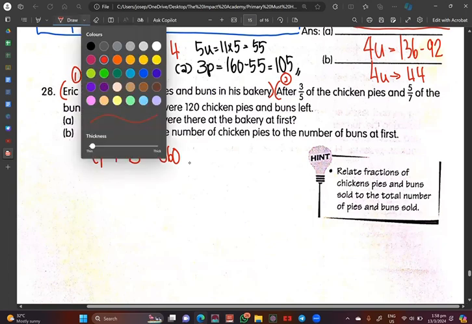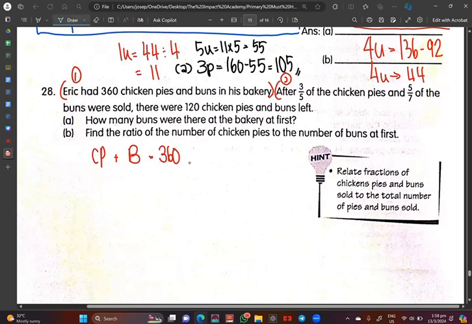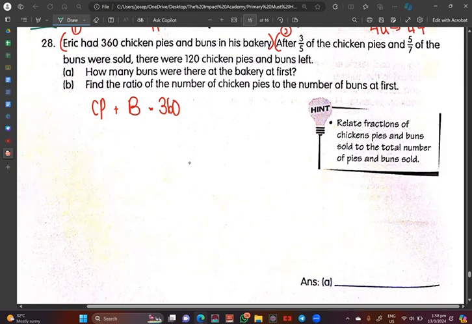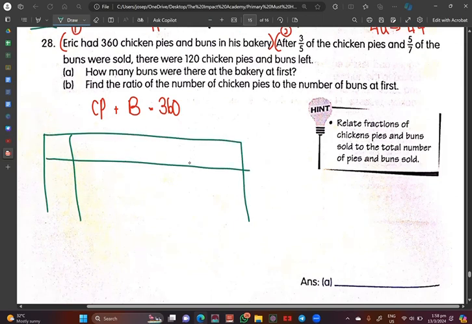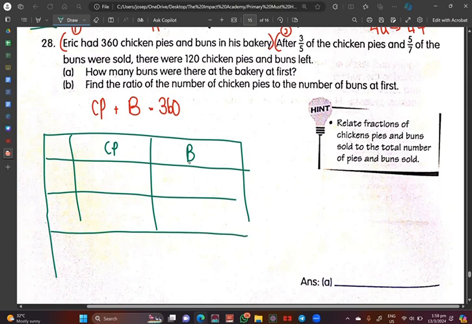Table or model? A table. Right? We draw a table because there's "after" over there, right? So we can see this before and after. Am I making sense here? Yes. Okay, so what I want to do is draw a table, right? I will have chicken pie over here, I'll have buns over here. Does that make sense to you? Mhm.